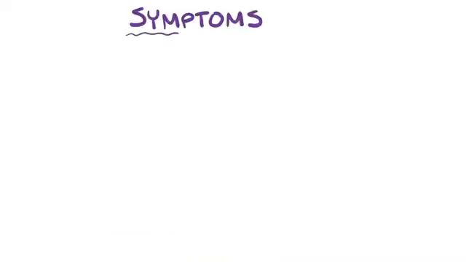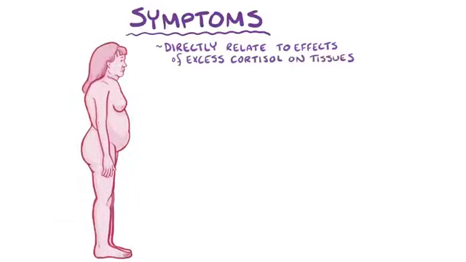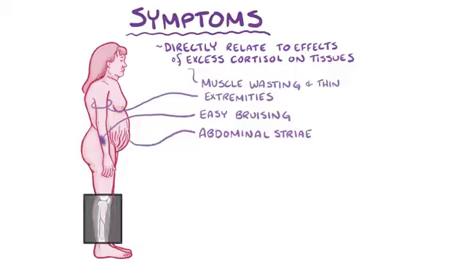Regardless of the cause, the symptoms of Cushing syndrome are directly related to the effects of excess cortisol on its various target tissues. Resulting from the increased breakdown of most types of tissue, the individual presents with muscle wasting in thin extremities, skin thinning, easy bruising, and abdominal striae or lines, as well as fractures due to osteoporosis or brittle bones. At the same time, there's fat redistribution.